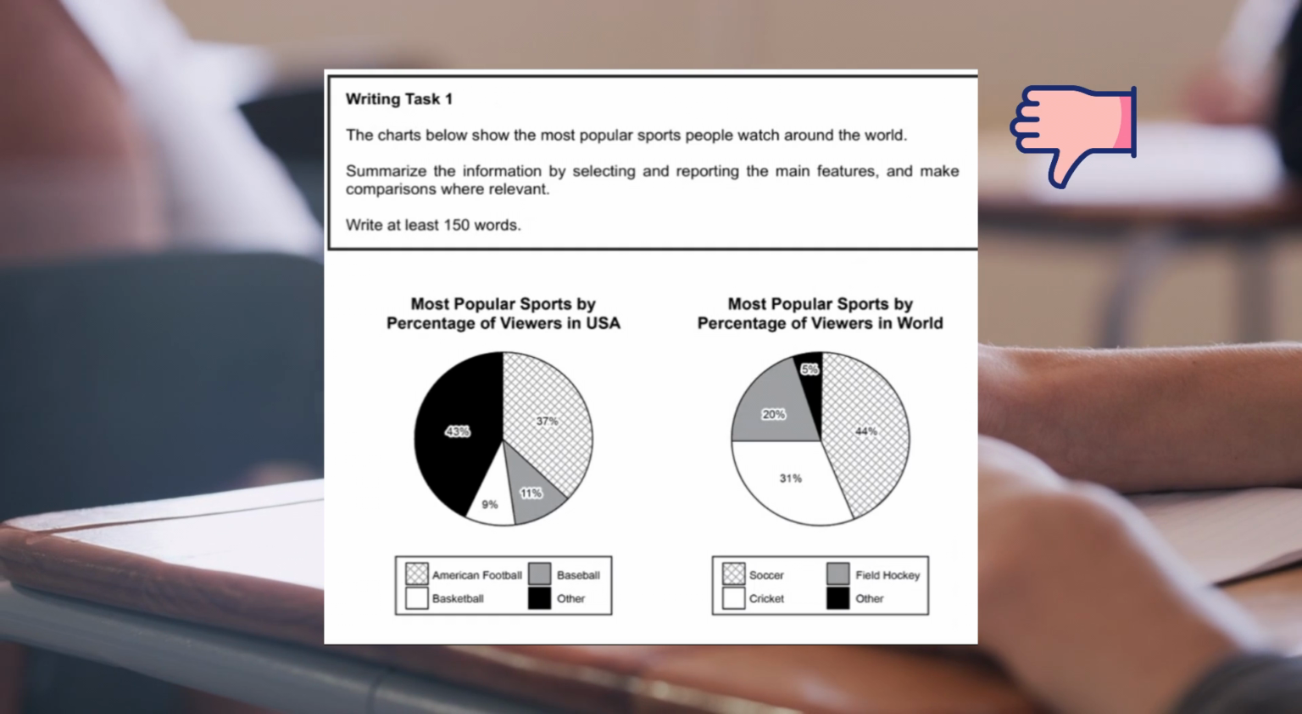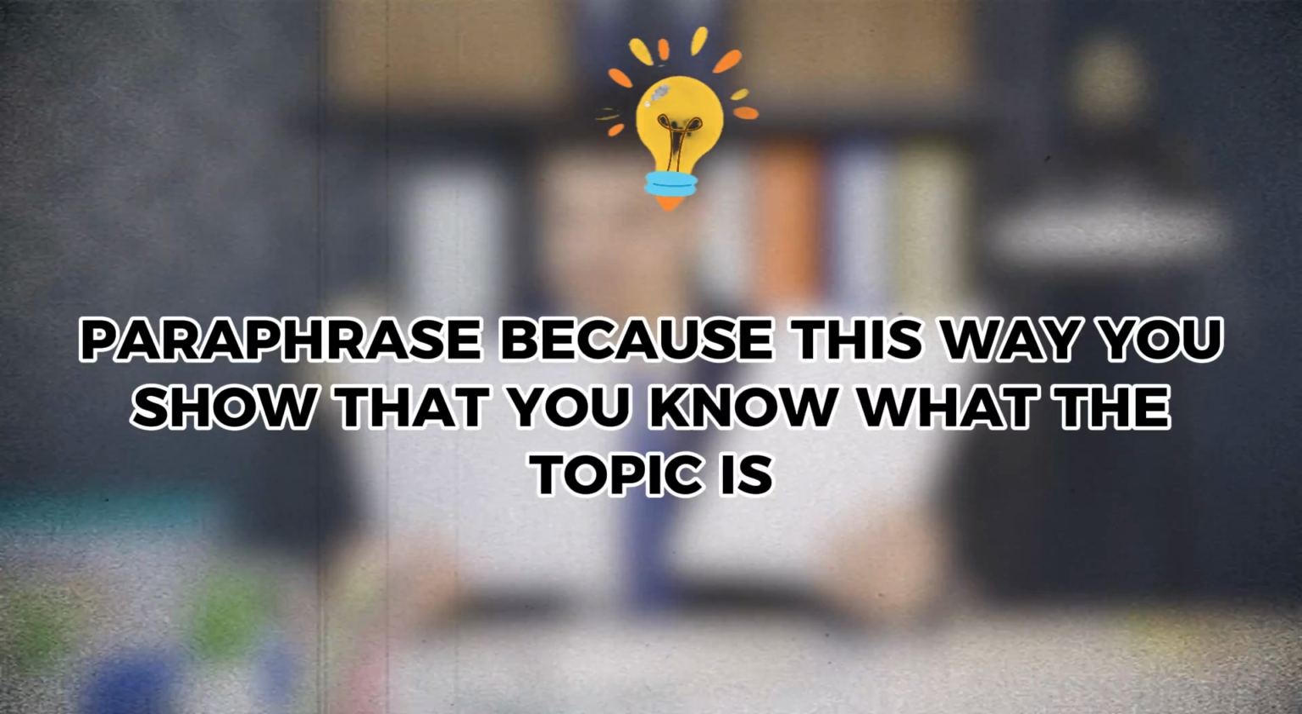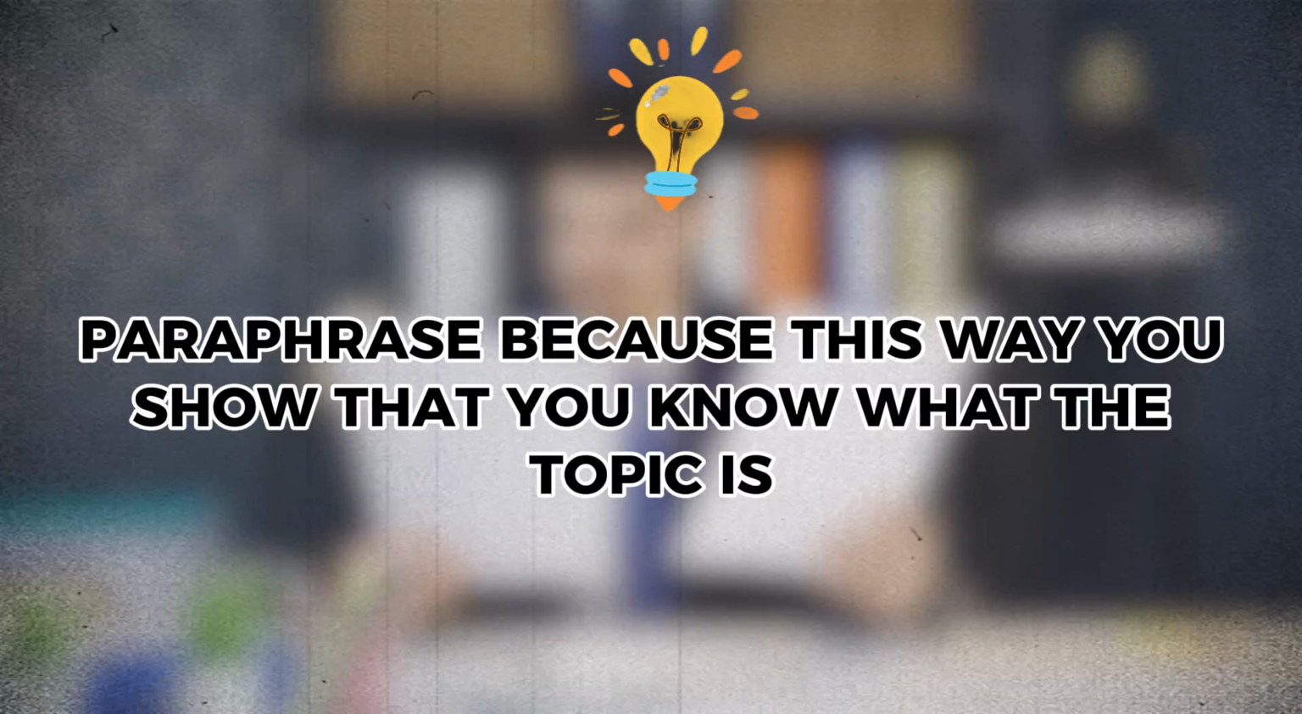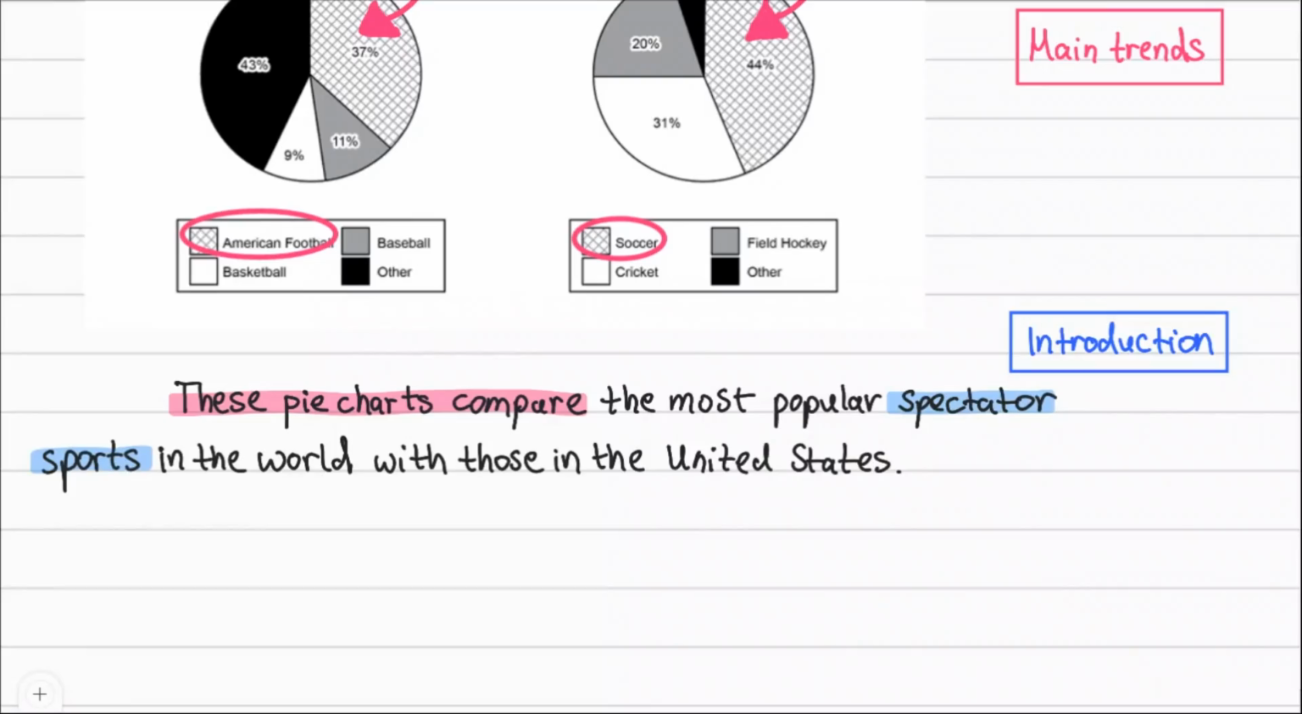This is a problem because if you do this, the IELTS examiner doesn't know if you understand the question or not. Therefore, it's super important to paraphrase because this way you show that you know what the topic is. You don't have to change every word though. For example, I left sports because I want the topic to be clear.